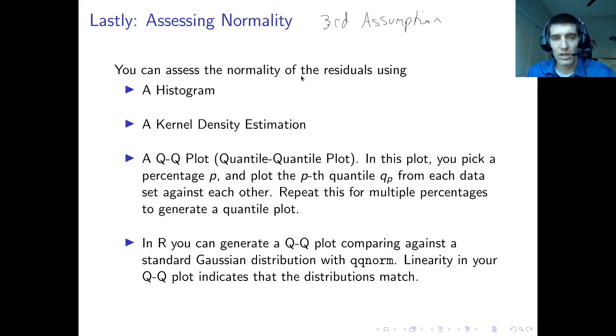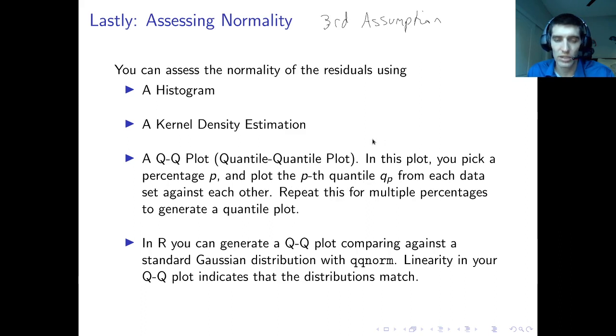So you can assess the normality of the residuals in a couple of different ways. The first one is a histogram. The second one is a kernel density estimation plot, which is essentially just a smoothed histogram. The last one, and the one which I think is most reliable, is a QQ plot. In a QQ plot, you basically plot quantiles against each other in a parametric curve. So you pick a quantile, you plot the pth quantile from one distribution against the pth quantile from another distribution, and you just repeat through the quantiles.